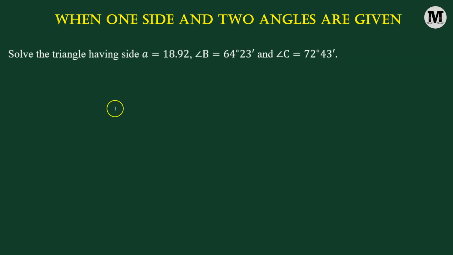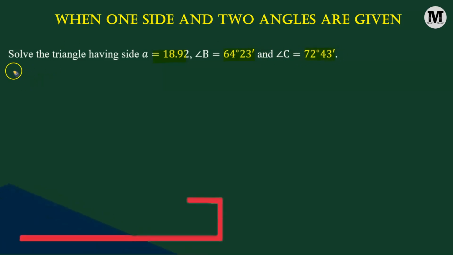Solve the triangle having side a equal to 18.92 units. Then we have angle B measured as 64 degrees 23 minutes and angle C measures 72 degrees 43 minutes. Okay, let us begin.